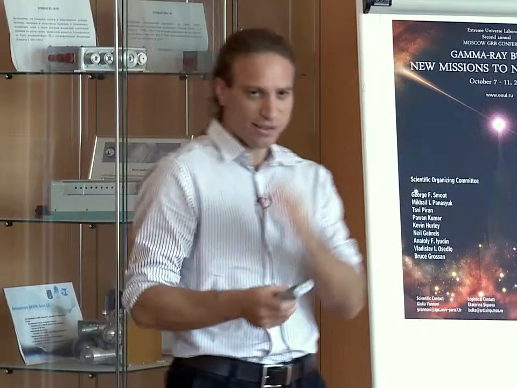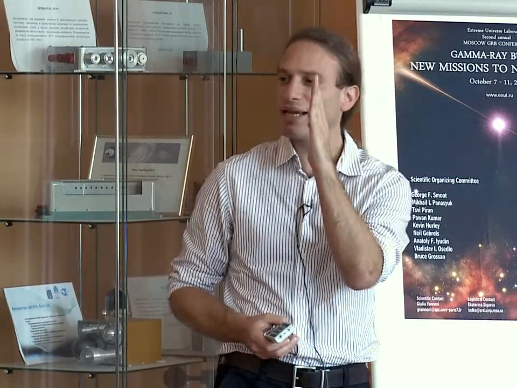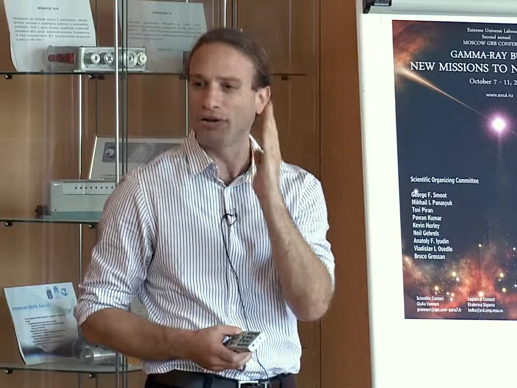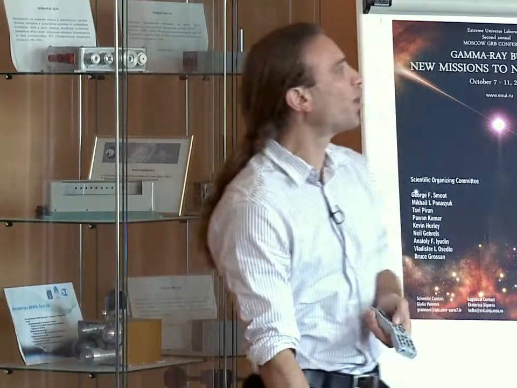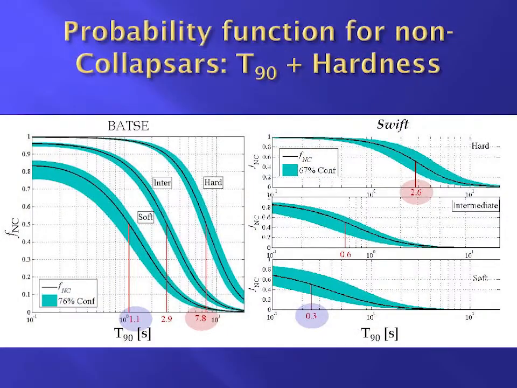This means that this sharp separation at 2 seconds is something one needs to be very careful with when trying to classify an event as a collapsar or a non-collapsar, because we need to take into consideration both the satellite that detected the event and the intrinsic hardness of the event as it is observed by the satellite. So let's discuss a little bit the consistency of our result with observation and some implications that we get from that.